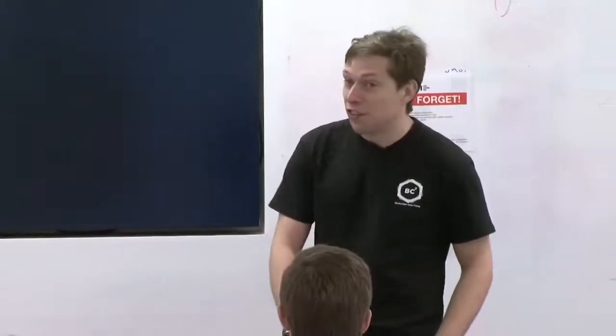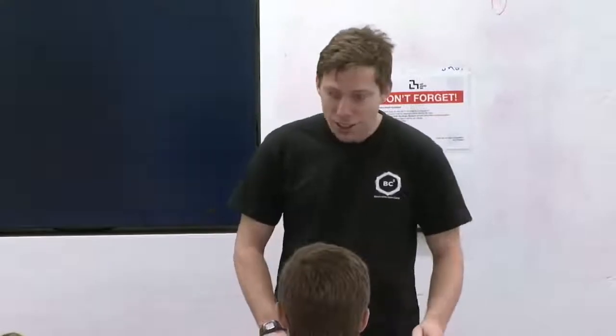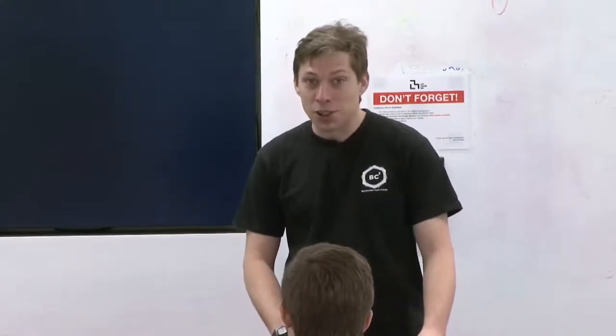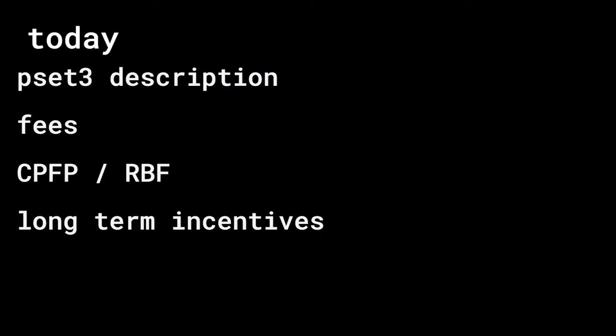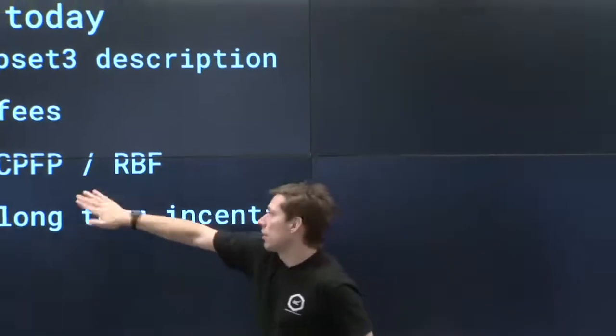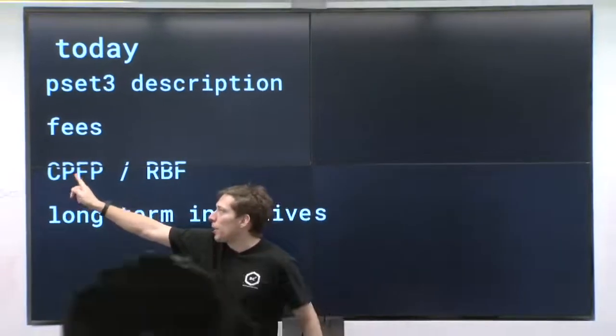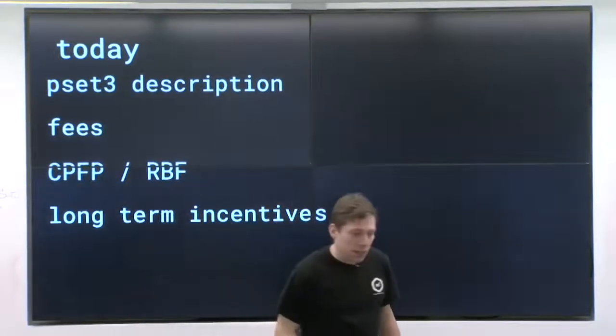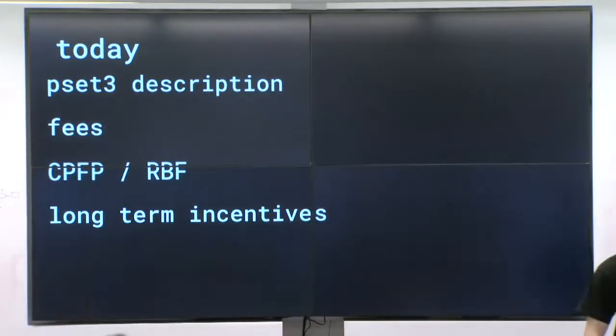Okay, so today I will talk mostly about fees, which is an interesting and somewhat contentious issue in Bitcoin and all these other systems. Scheduled for today: problem set 3 description. We'll talk about fees, these unknowable acronyms, child pays for parent, replace by fee. And then talk a little bit about long-term incentives in Bitcoin and how that relates to fees.